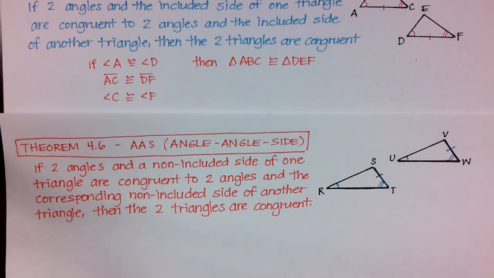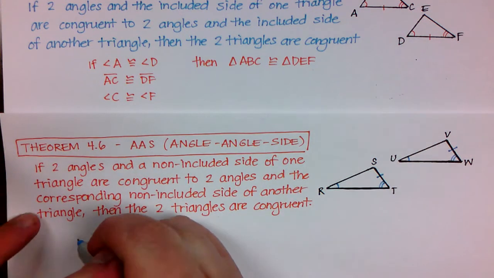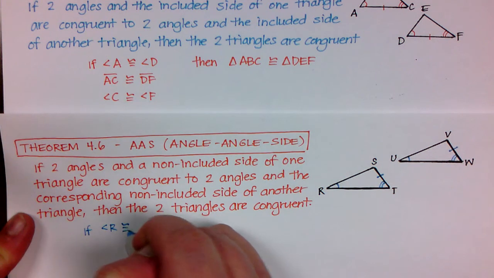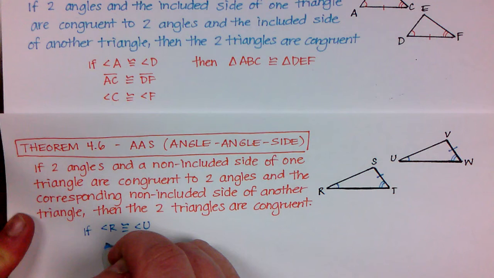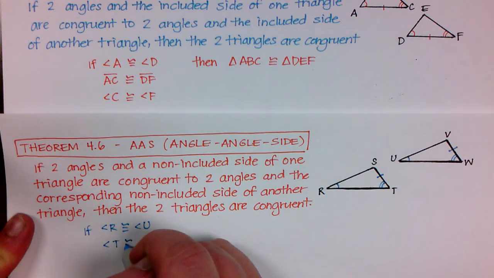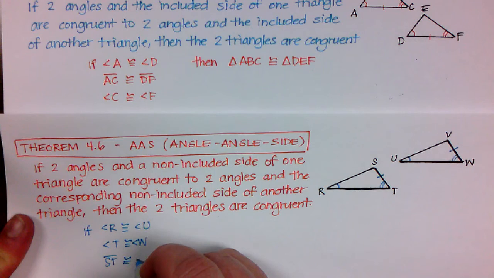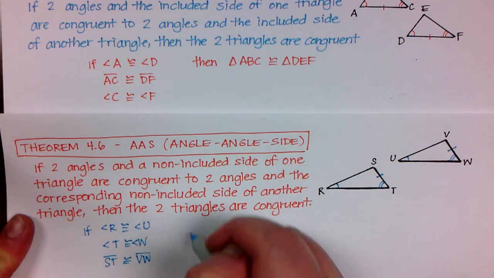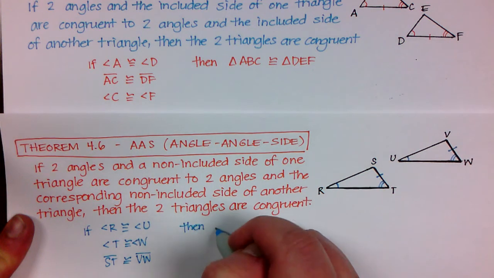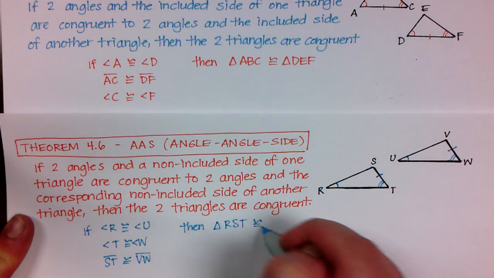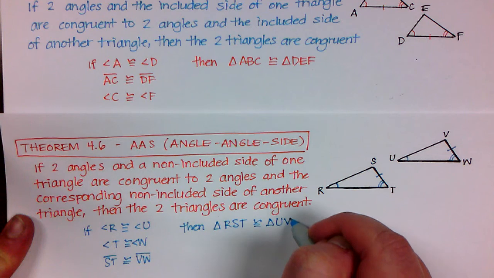So in this diagram, what I would need to prove that these two triangles are congruent is that if I can find that angle R is congruent to angle U, and also if angle T is congruent to angle W, and if the side ST is congruent to the corresponding non-included side VW, then I have enough to prove that triangle RST is congruent to triangle UVW.